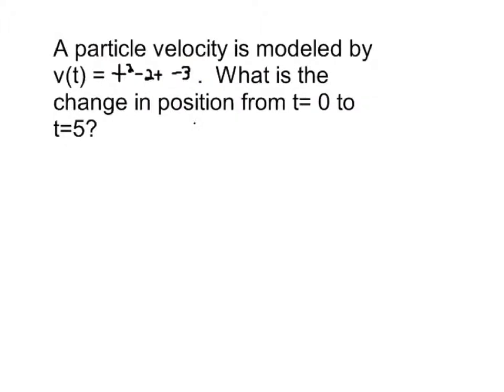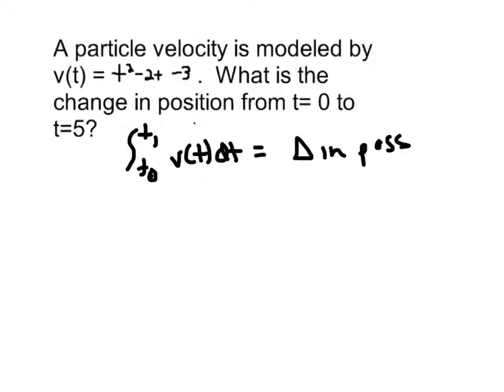Here's a velocity question. A particle's velocity is modeled by v of t is equal to t squared minus 2t minus 3. What is the change in position from time equals 0 to time equals 5? So we would set that up using this formula. The integral from t0 to t1 of v of t dt is equal to the change in position, which we also called the displacement.